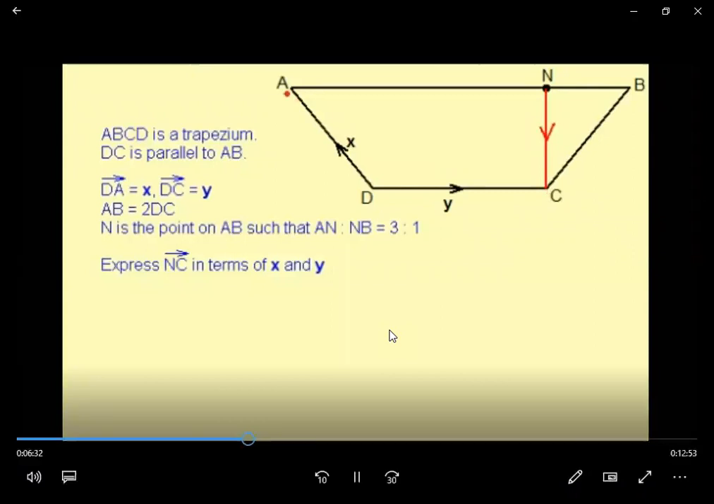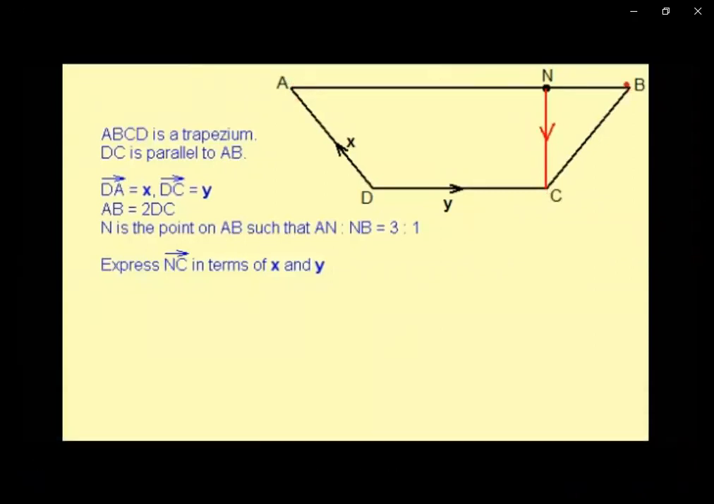I know these two, and I also know this bit here, because I know that AB altogether is 2 of vector y. I know that this has been split into the ratio 3, 1. So 2 of these is 1 of vector y, making that half of vector y, that half of vector y, and that half of vector y. I can now work out what NC is.